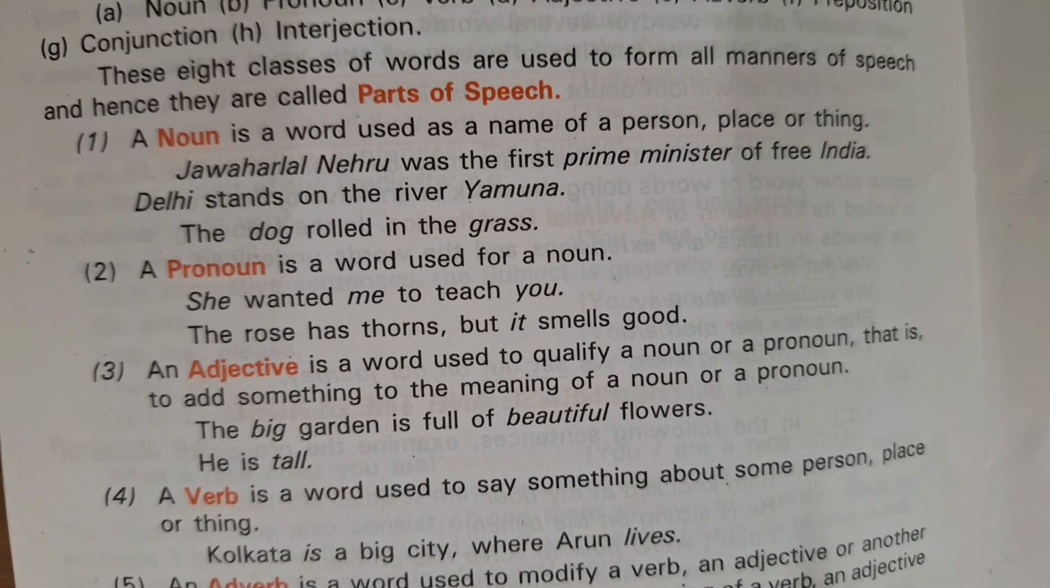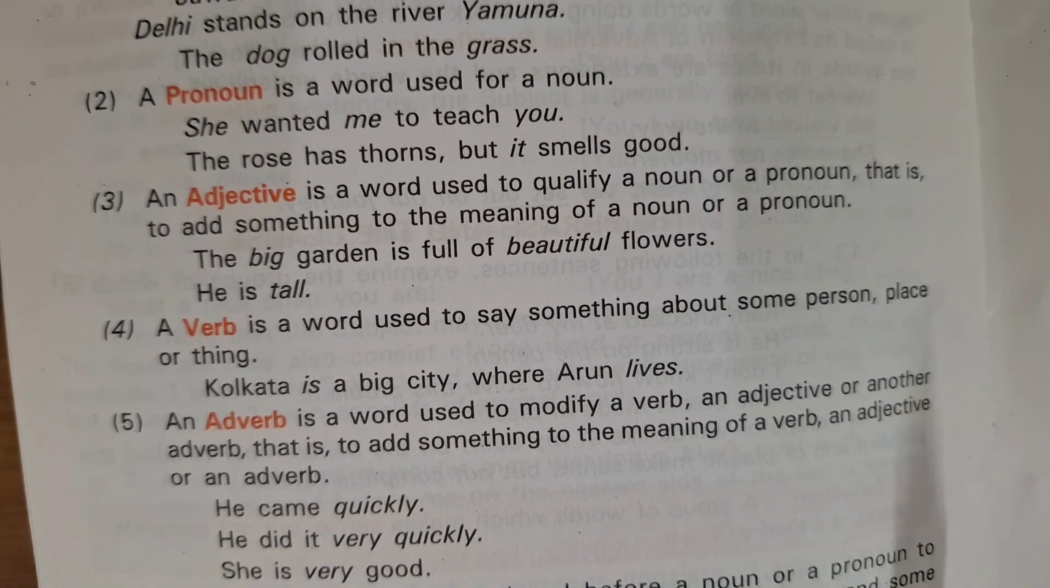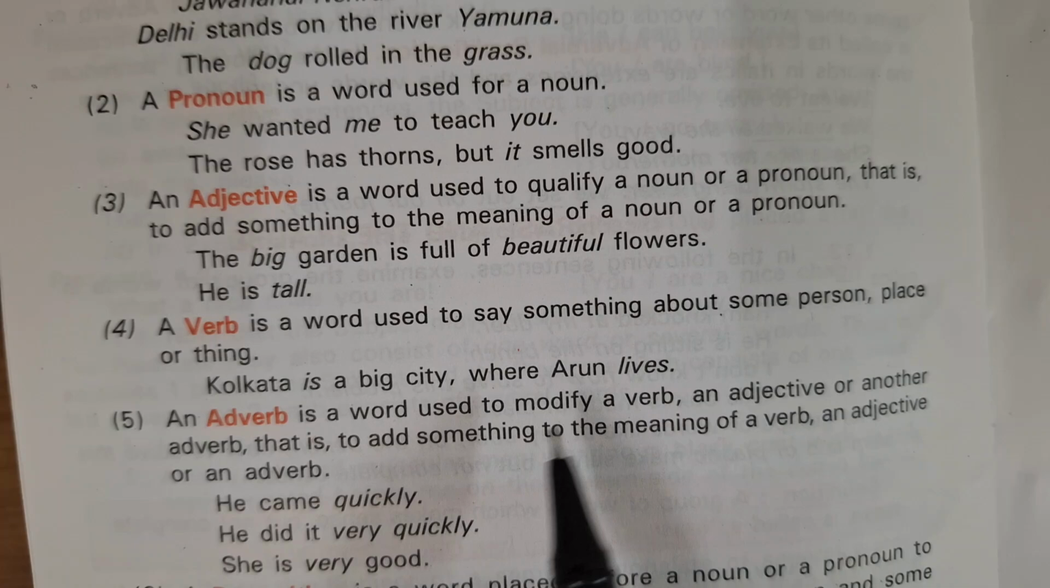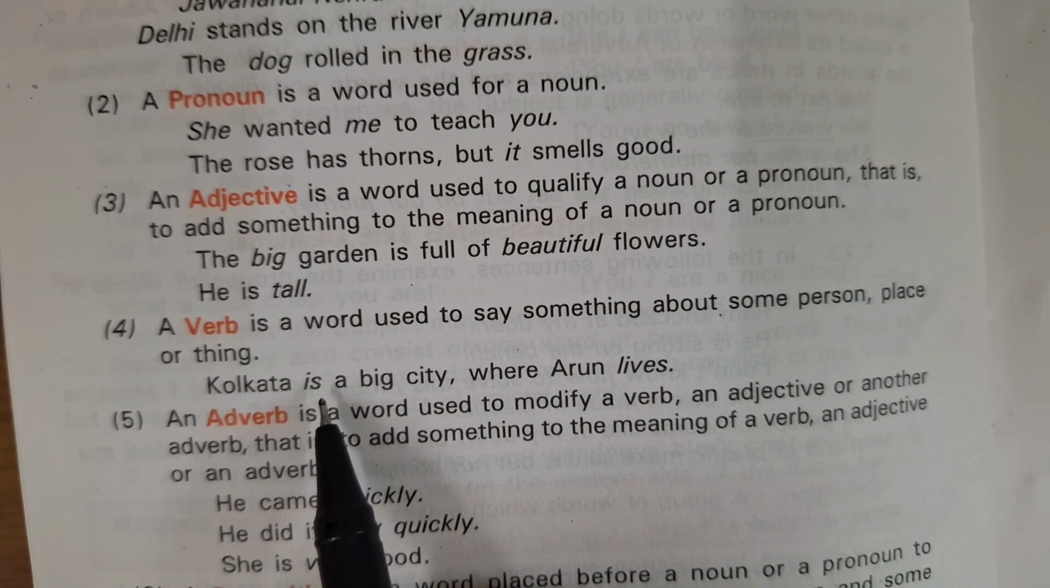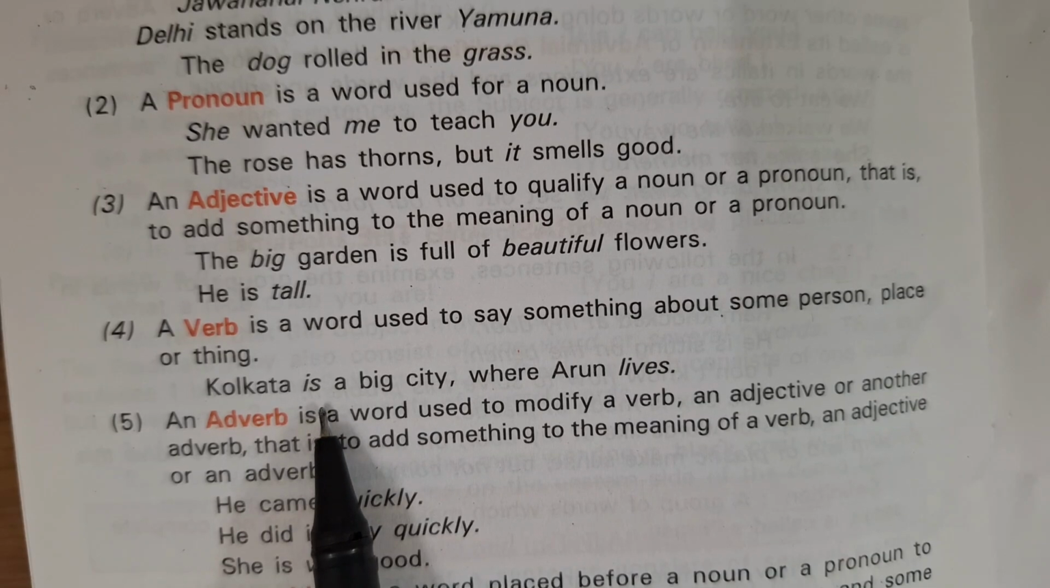Now, verb. A verb is a word used to say something about some person, place or thing. Kolkata is a big city where Arun lives. Is is your verb and lives is also your verb. Is is the helping verb or the auxiliary verb.